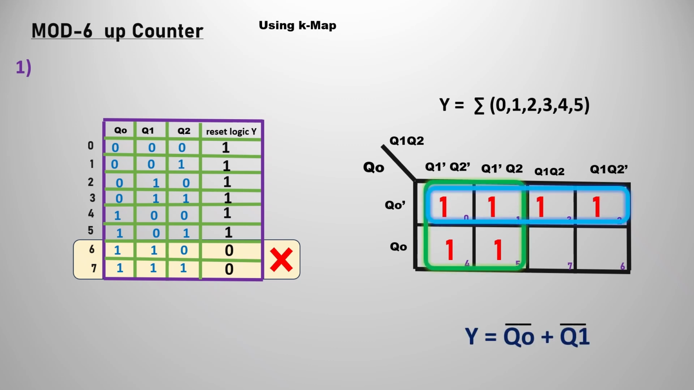You can see we can make groups of 4 elements: the first is 0 1 3 2, and the second is 0 1 4 5. These two groups are represented as Q0 bar plus Q1 bar. This is our final output expression, Y equals Q0 bar plus Q1 bar. We are going to have this reset logic as a combinational circuit for the 3-bit counter.